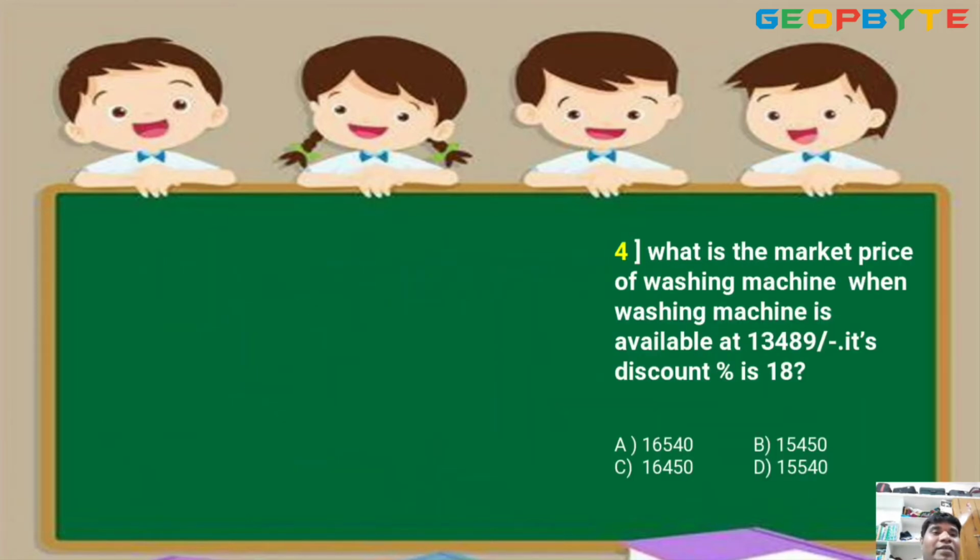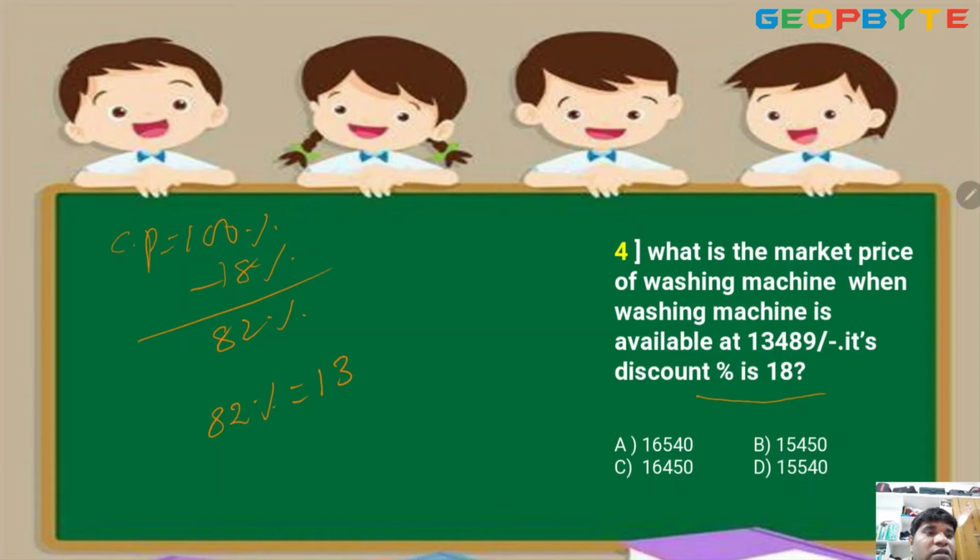Next. What is the market price of a washing machine when the washing machine is available at 13489, with a discount percentage of 18%? The cost price you can always assume as 100%. Discount 18%, so what is remaining? 82. So 82% is equal to 13489. You want 100%. This is the logic, the shortcut way.